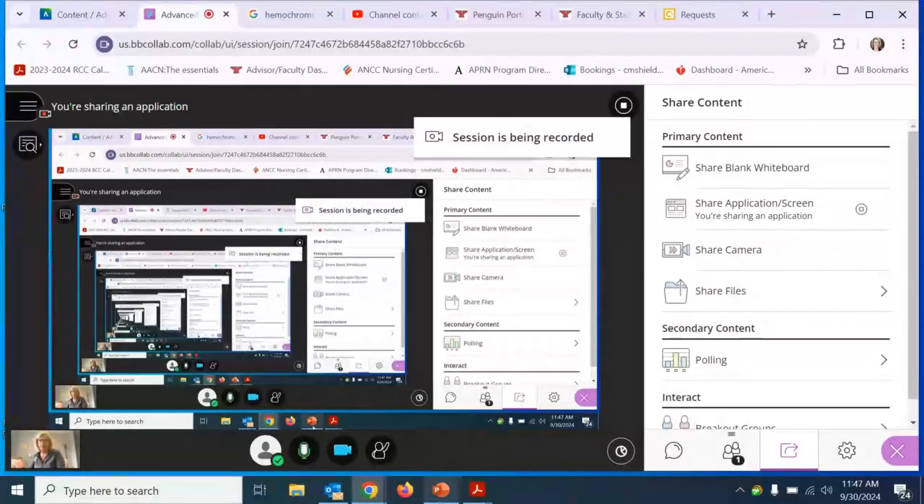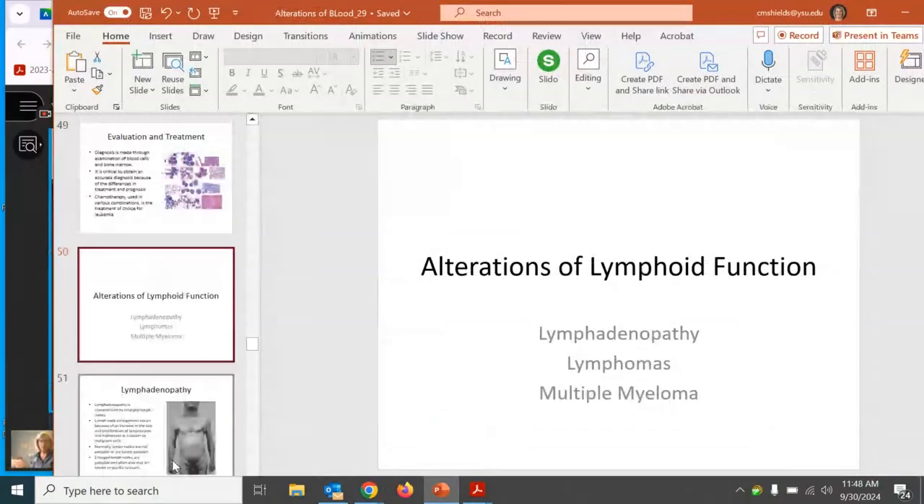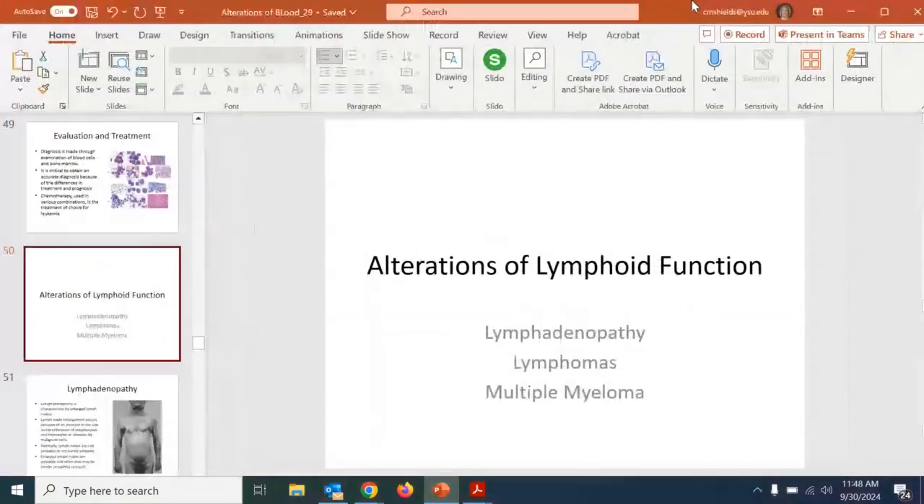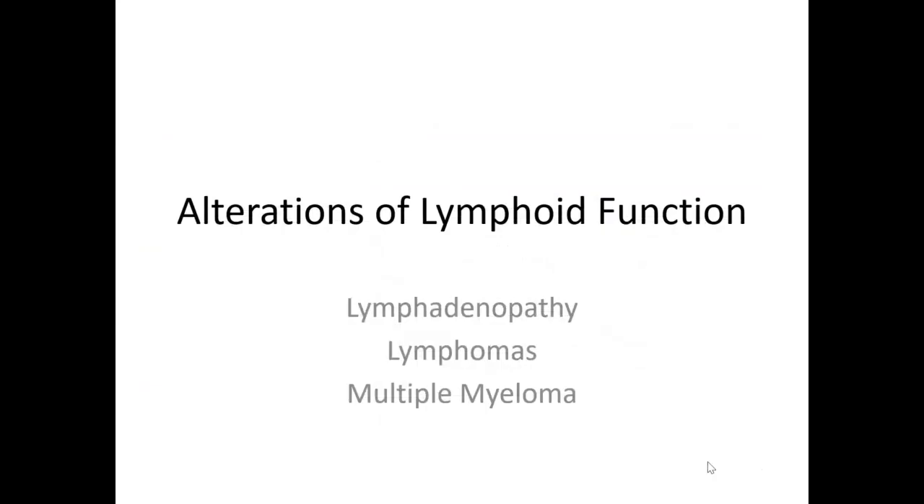Hello and welcome back. We're going to continue with alterations of the lymphoid function, and this is going to include lymphadenopathy, lymphoma, and multiple myelomas.